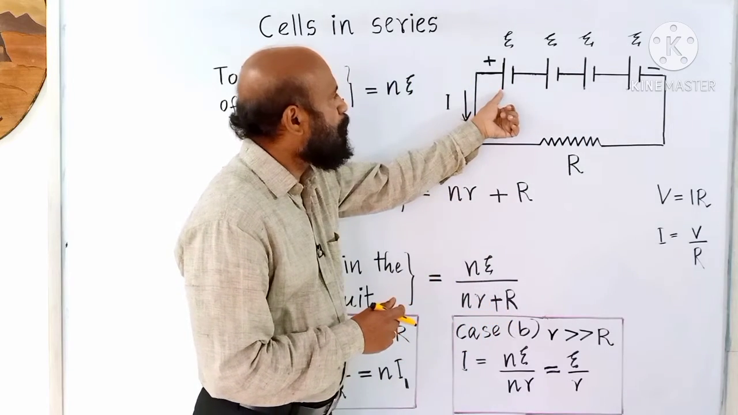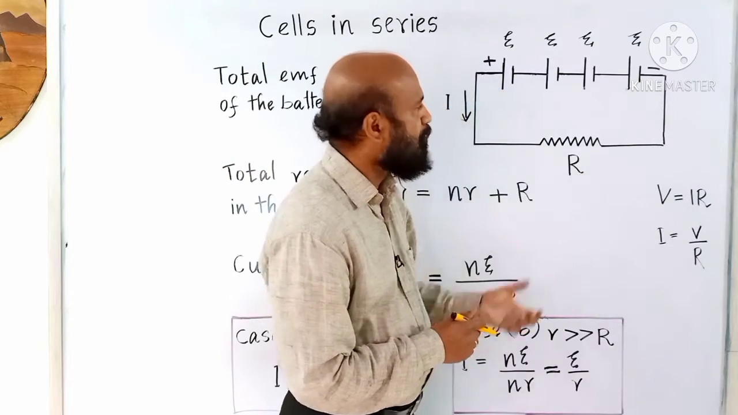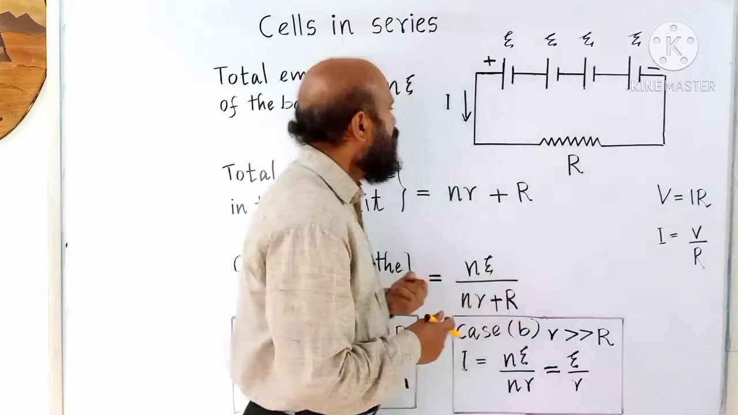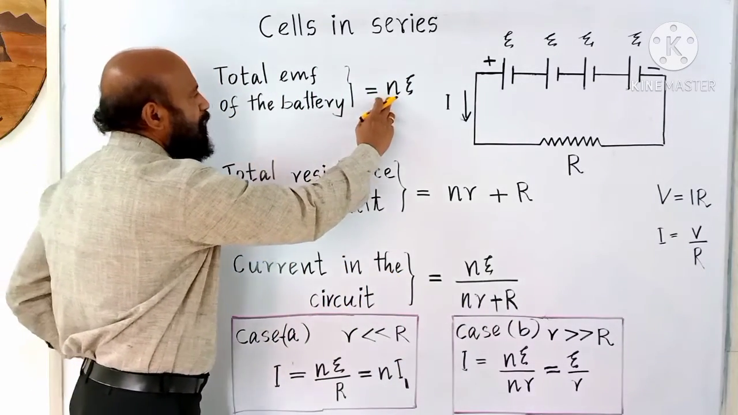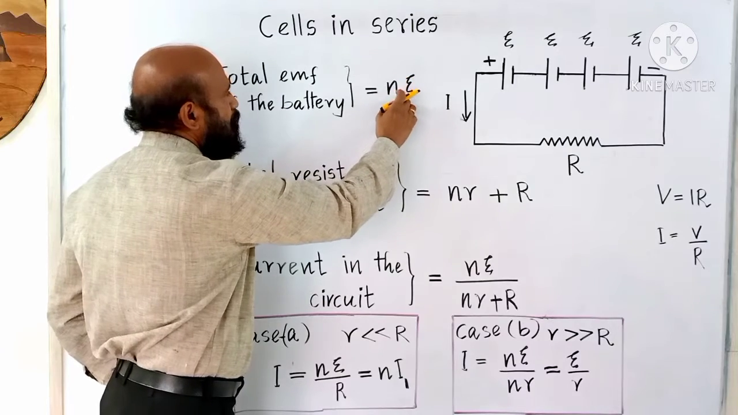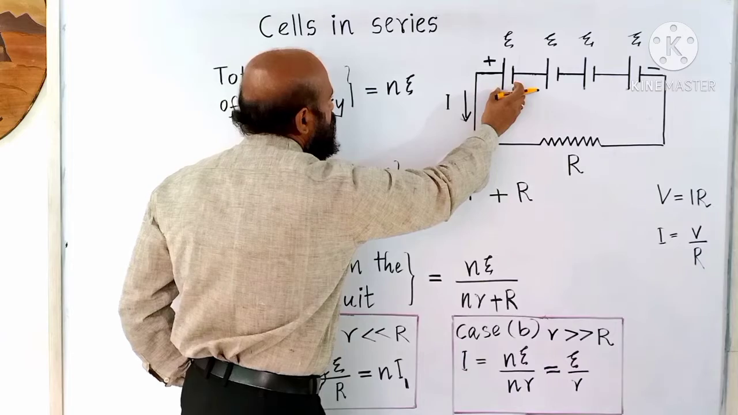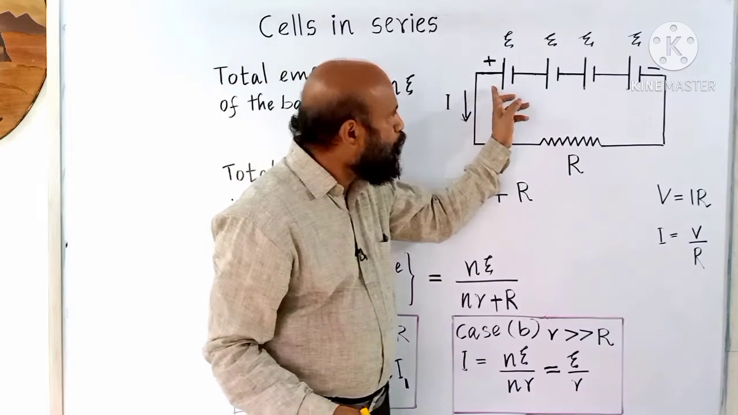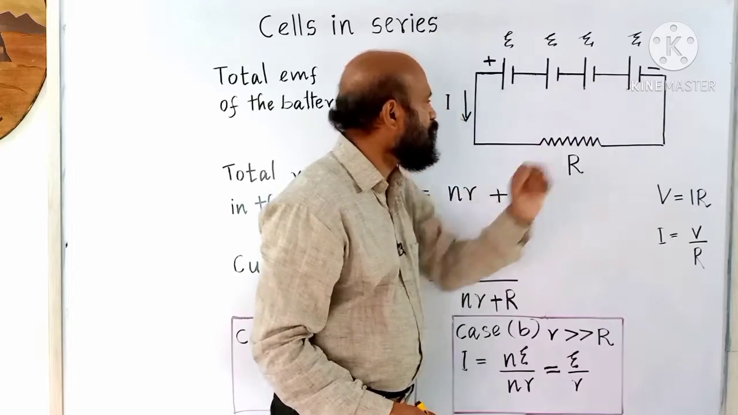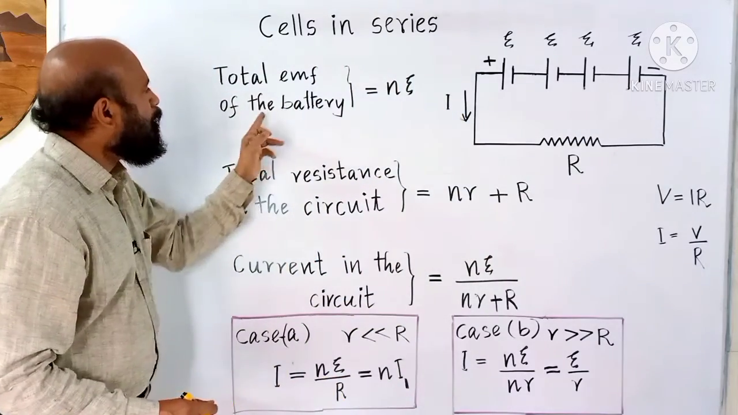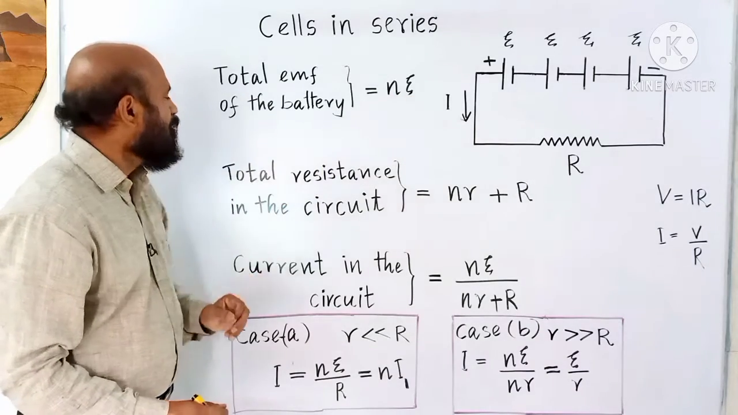Now this is the positive terminal of the battery and this is the negative terminal of the battery, that is connected across a resistance. Then the total EMF of the battery is N times psi, where psi is the EMF of the single cell. In this example, 4 cells are connected in series. Now the total EMF of the battery is N times psi.